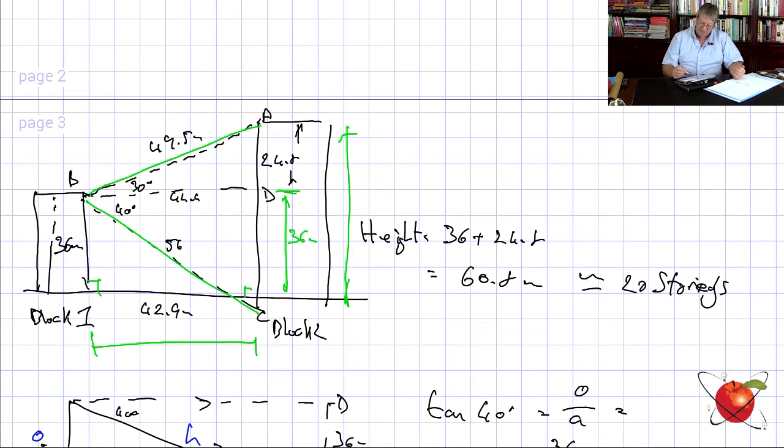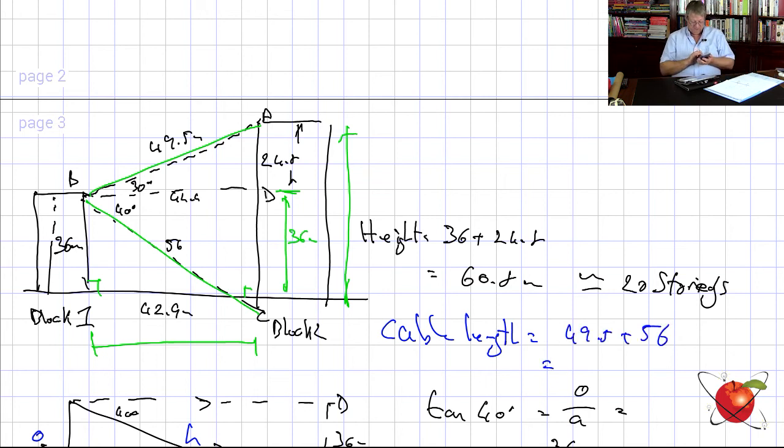So now, what's the total length of the cable that we need? It's 49.5. Okay, let's just go back down. Now I can answer it here. Let's change color, blue. Cable length is 49.5 plus 56. Right? 49.5 plus, not times, plus 56 is going to be equal to 105.5 meters. They might have said you have only got 100 meters of cable. Will it work? Or blah, blah, blah.